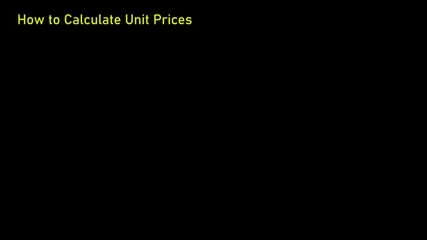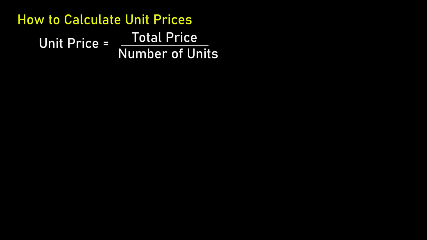To get started, let's define what we are actually looking for. The unit price is the cost of one single unit of an item, such as 1 ounce, 1 pound, or 1 liter. Depending on what you are buying, the unit might be a weight, a volume, or even a count, like the number of trash bags in a box.